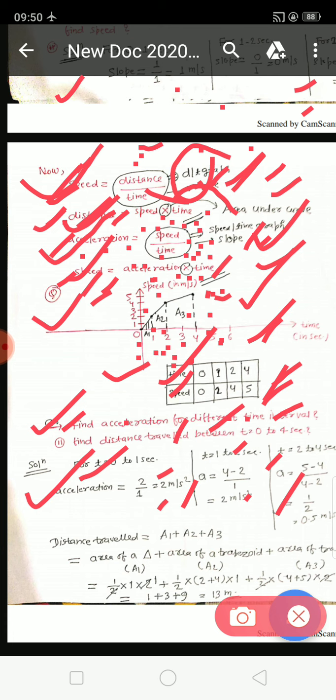Now, how will you find the acceleration? And how will you find the distance? Distance traveled in a speed-time graph is a product, which means the area under the curve. The area under the curve of this complete graph will give you the distance traveled between t equal to 0 to 4 seconds. So for t equal to 0 to 4 seconds, we need to calculate the total area.